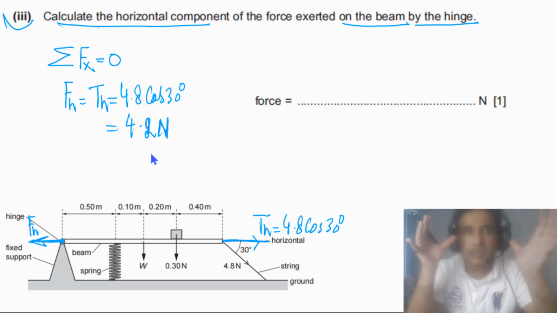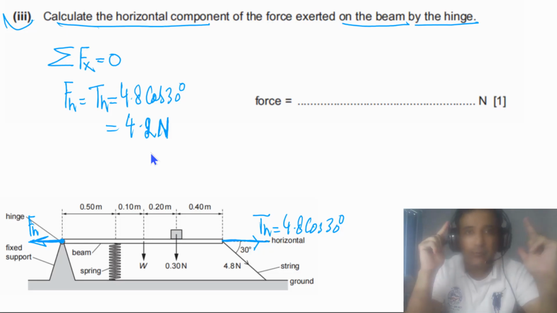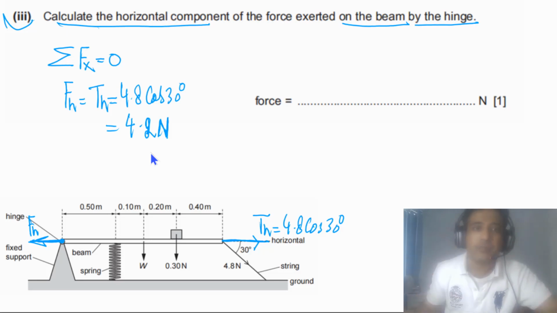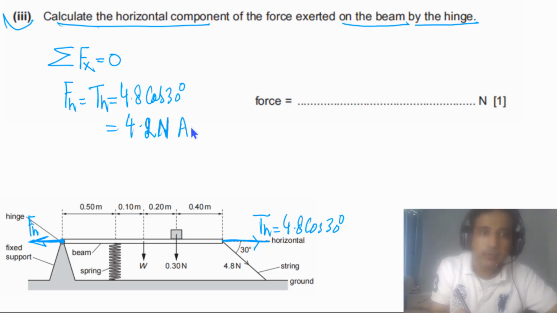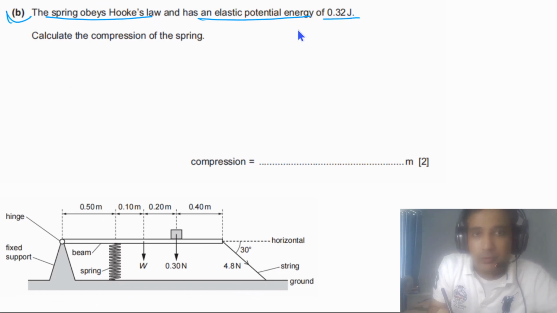So this is just a conceptual question. Forces in all directions, the sum of the forces has to be equal to 0, otherwise the beam will accelerate, the beam will not be in equilibrium. So this is how you can calculate, and this question has only 1 mark, and this one should be the answer mark. Part B says the spring obeys Hooke's law and has an elastic potential energy of 0.32 joules.